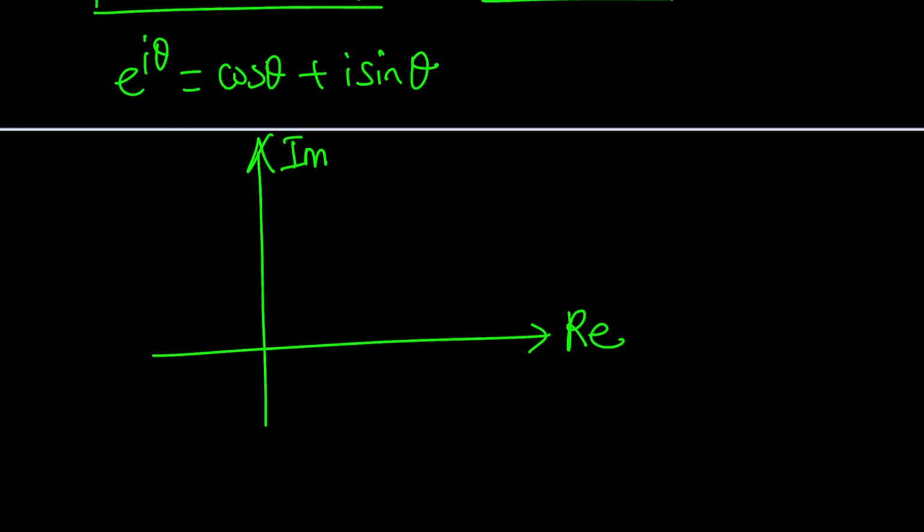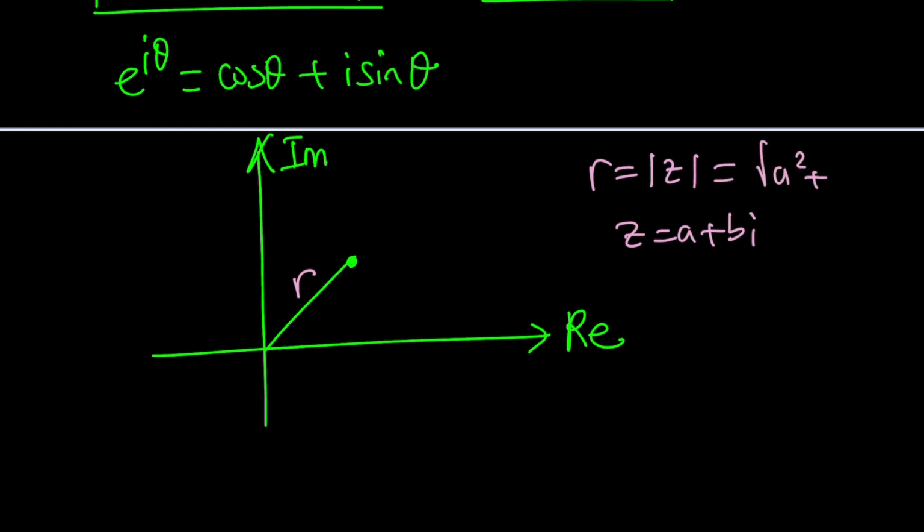And if you have a number like a plus bi, you can basically represent it as a point on the coordinate system where the distance from 0 is called r, or the absolute value of z, where z is a plus bi. Therefore, this would be the square root of a squared plus b squared. And then there is an angle that forms between the positive part of the real axis and the vector that represents the complex number.